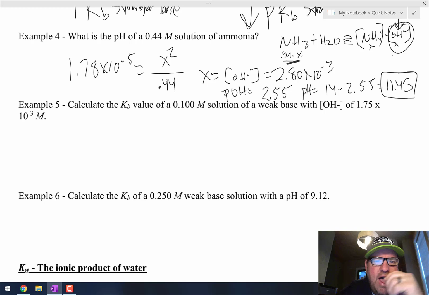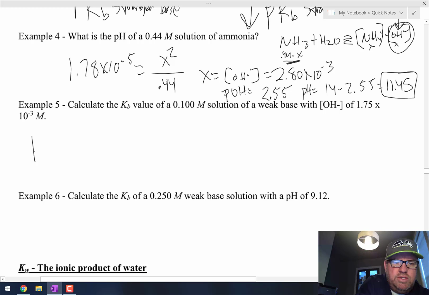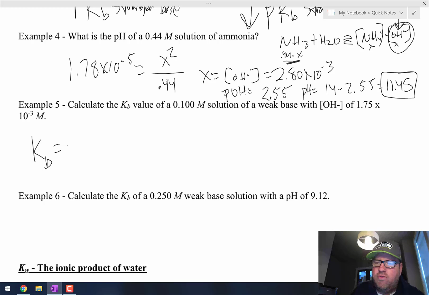Okay, example 5. Calculate the Kb value of a 0.1 molar solution of a weak base with a hydroxide ion concentration of 1.75 times 10 to the minus third. So Kb is going to equal, again, we don't know what the weak base is, but we know that whatever it is, it's going to react with water to form a conjugate acid and hydroxide. And we know that the hydroxide is going to have the same concentration as that conjugate acid.